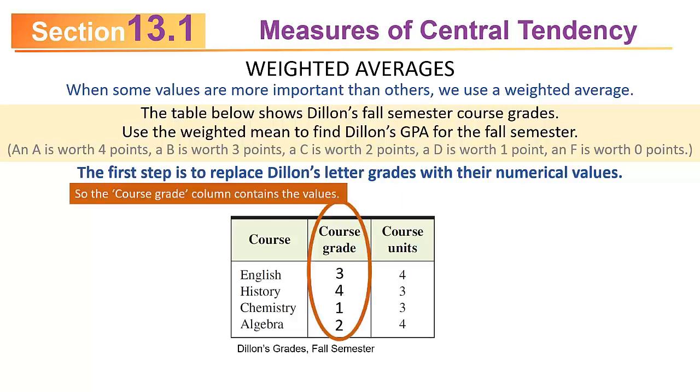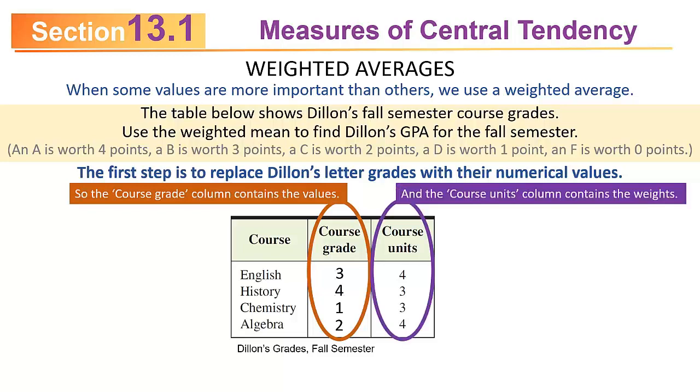Once you've done that, you look at that table. The course grades, now that they've been changed to numerical values, are what we're trying to use to calculate the GPA. The course unit column are the weights. It tells us, for instance, that a 4-hour English course is worth more and weighs more than a 3-hour history course, and so on down that list. So the course units represent the number of credit hours for that course, and those represent the weights.